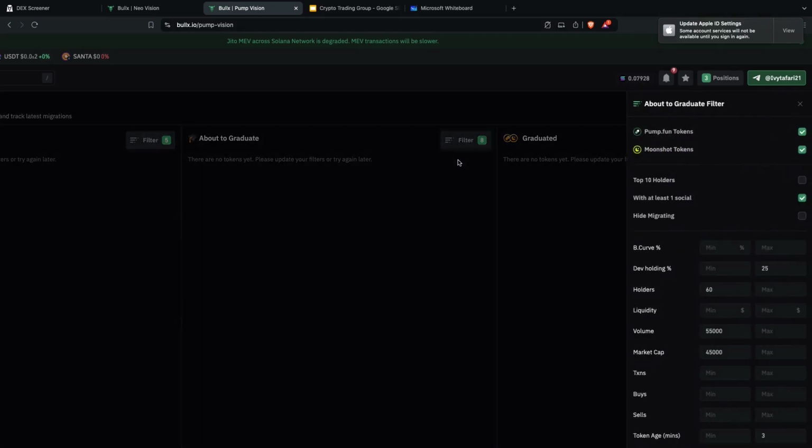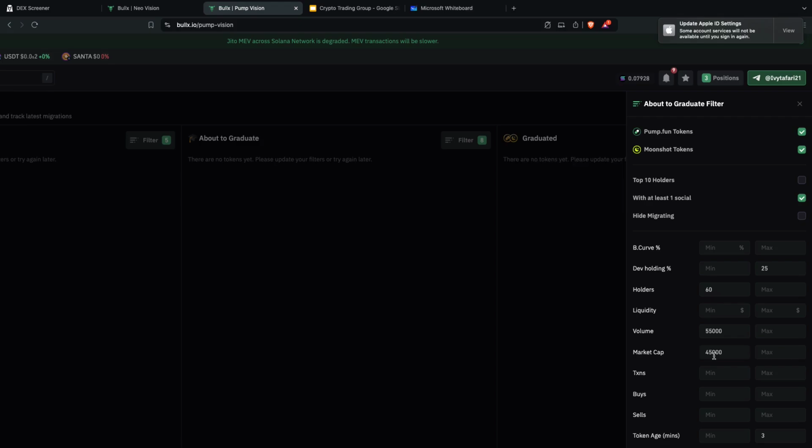When it comes to the about-to-graduate filters, right before they hit Raydium, the market cap obviously should be above 45,000 US dollars. This is the minimum market cap, okay? Because if it goes below 45,000 US dollars, it's probably not going to be king of the hill. Well, it's already king of the hill, but it's not going to graduate and hit Raydium. So when a coin is migrating from Pump.fun to Raydium, there has to be a certain type of criteria.